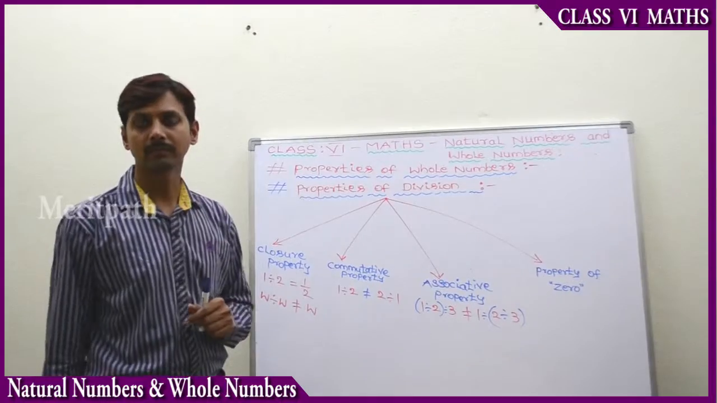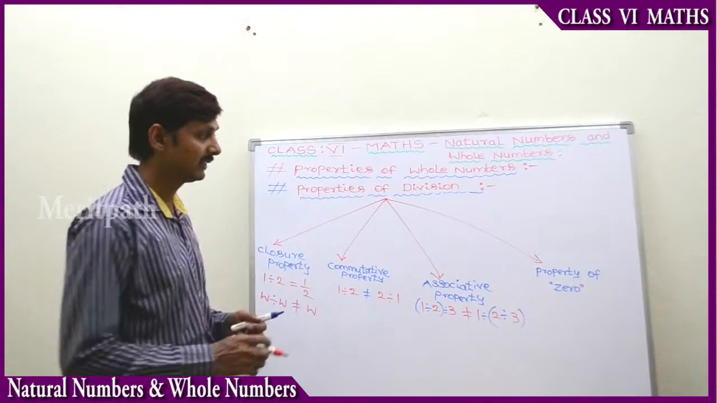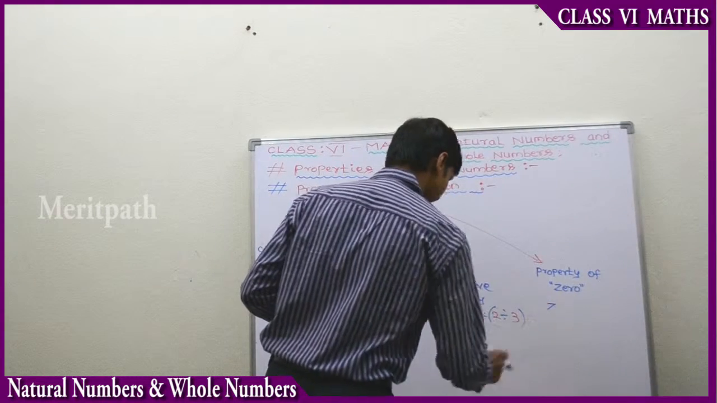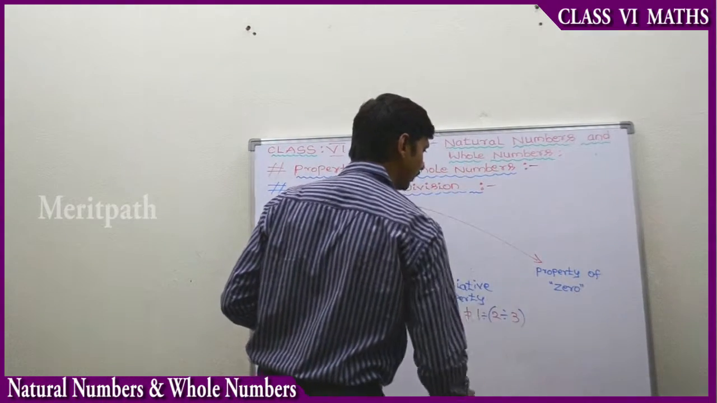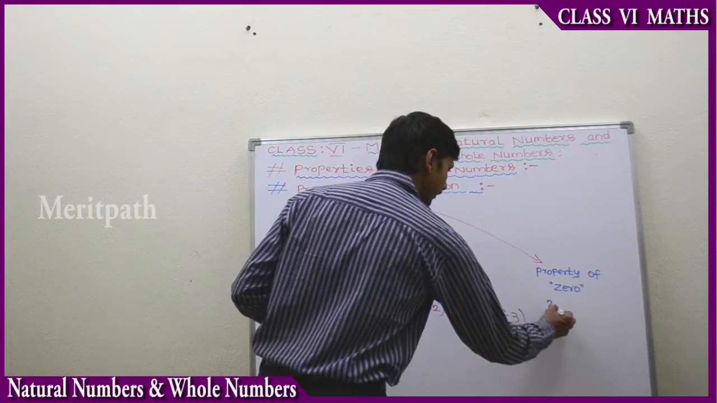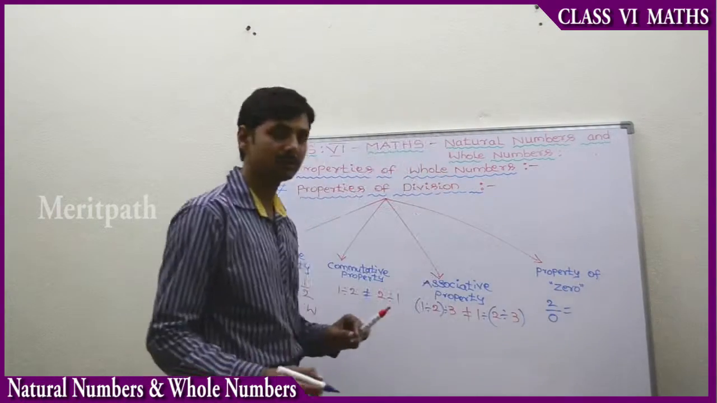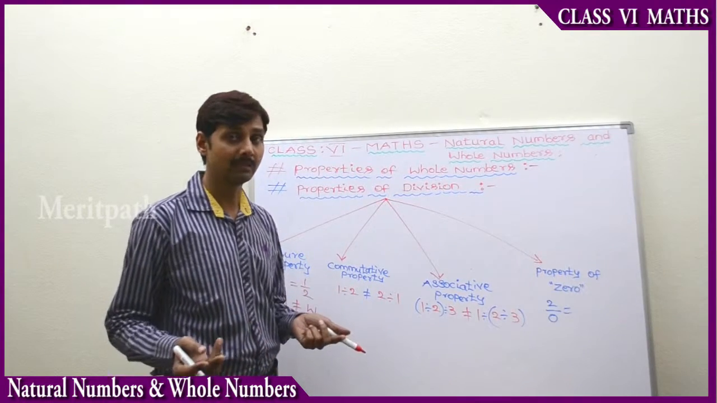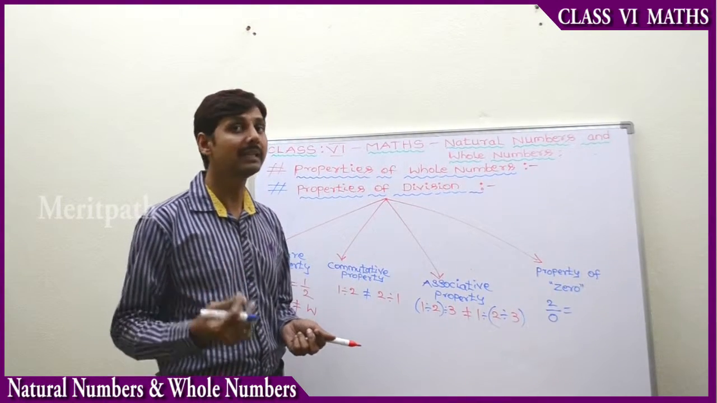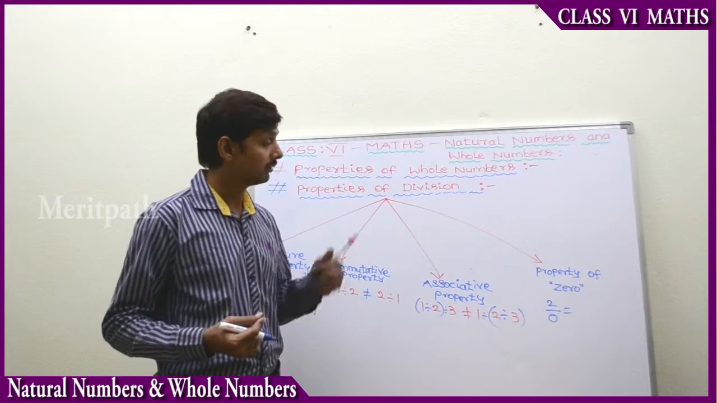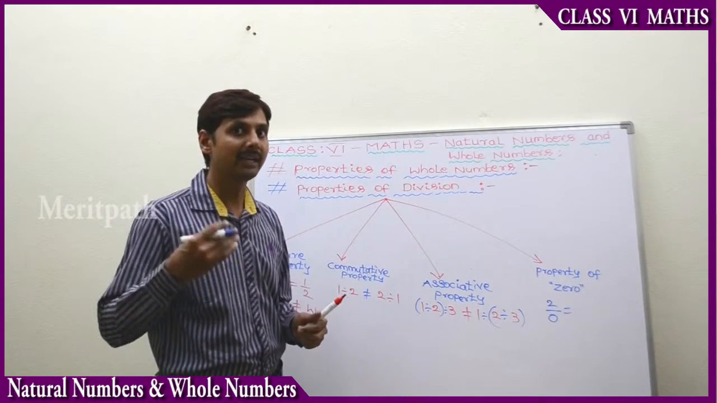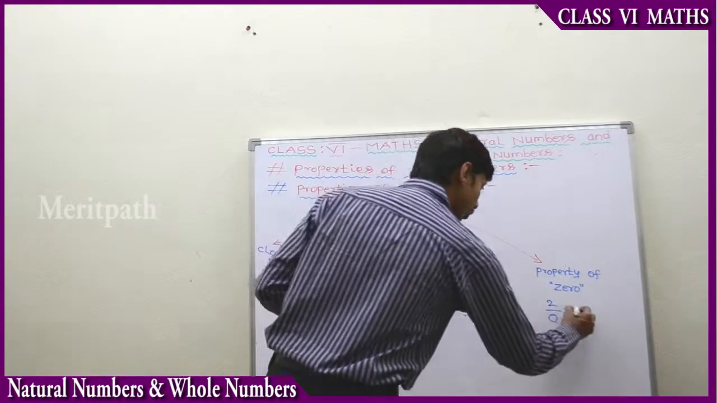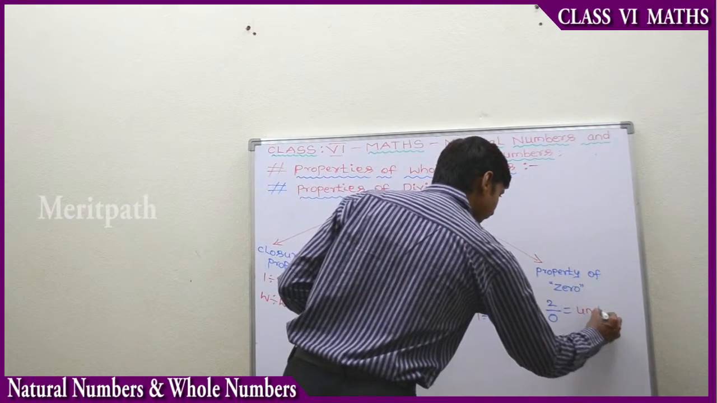Property of 0. Let us see. We take any whole number divided by 0. It is not possible because dividing 25 by 0 continuously replicates, and we will not be getting any remainder of 0. So continuously we can divide. That is the reason it is not defined. So 2 by 0 is undefined.